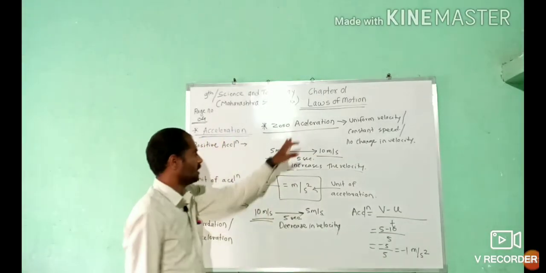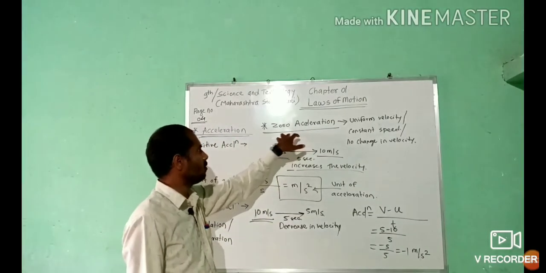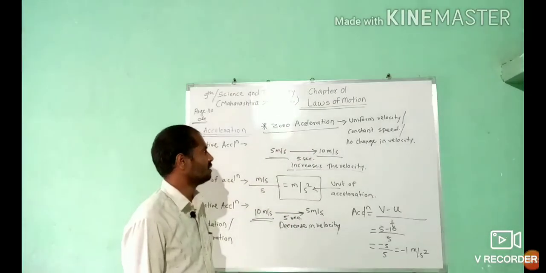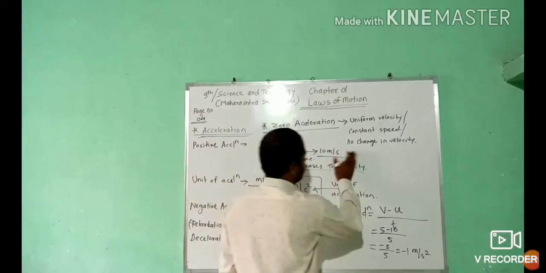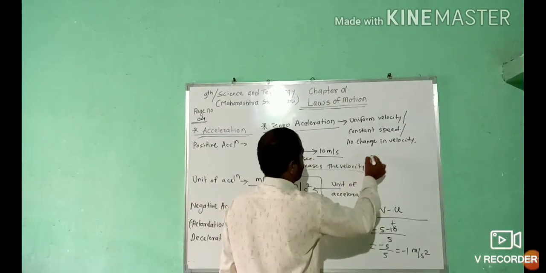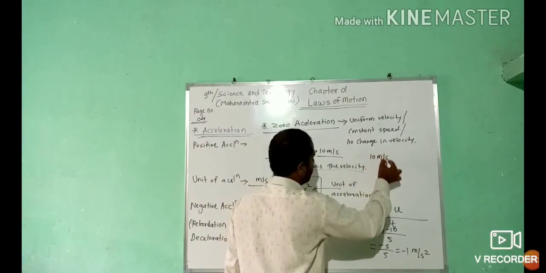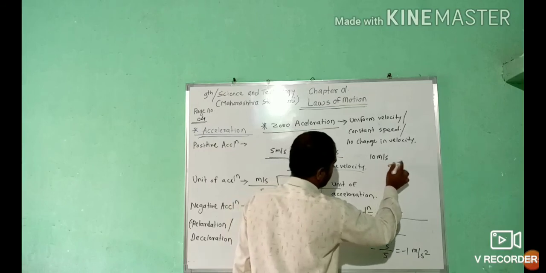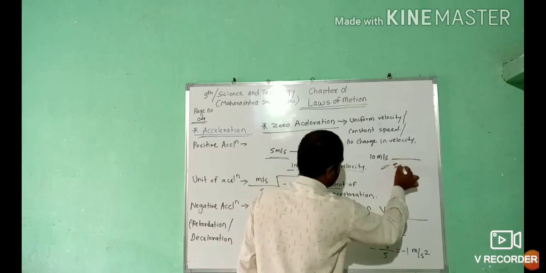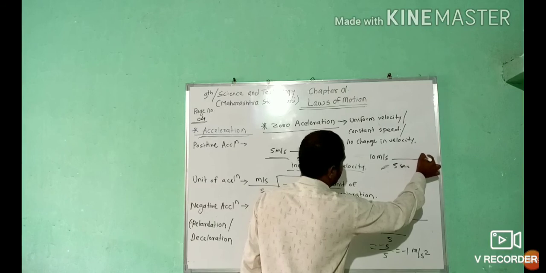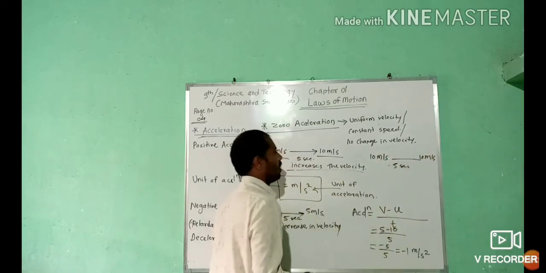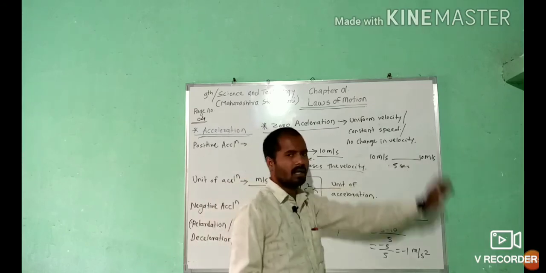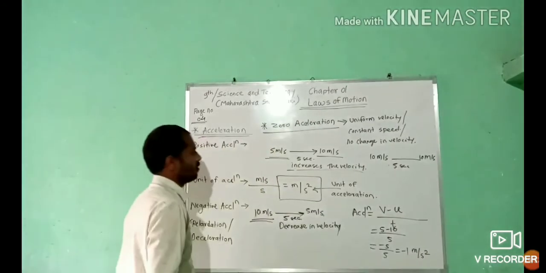at that time its motion is said to be zero accelerated motion. For example, suppose you are moving with a speed of 10 meter per second. After 5 seconds, your speed is again the same 10 meter per second. After whatever time interval, you have a constant speed. So it means there is no change in velocity.